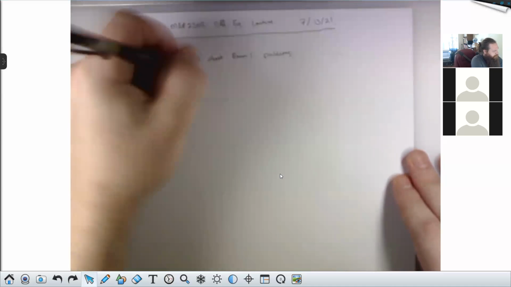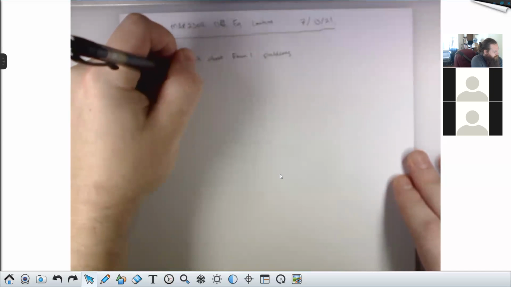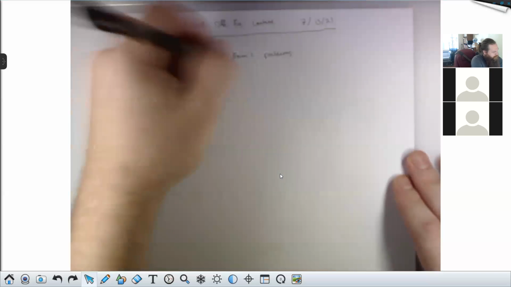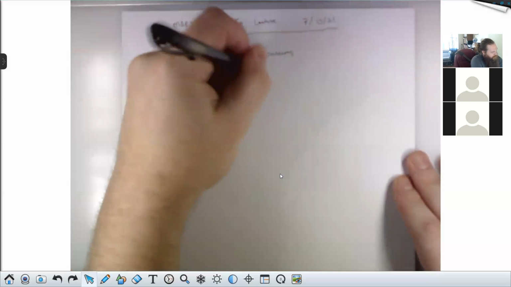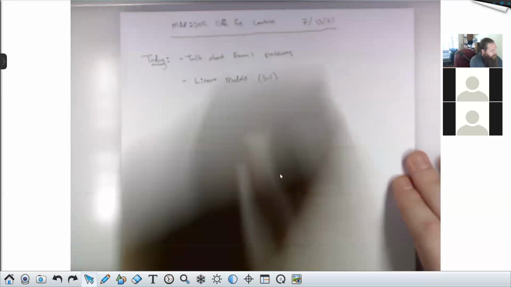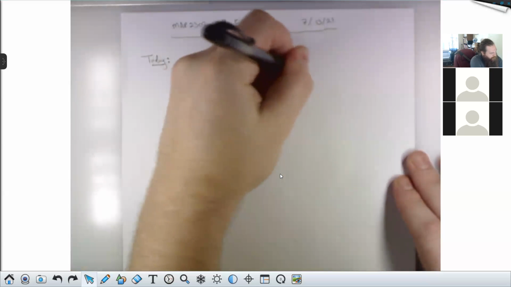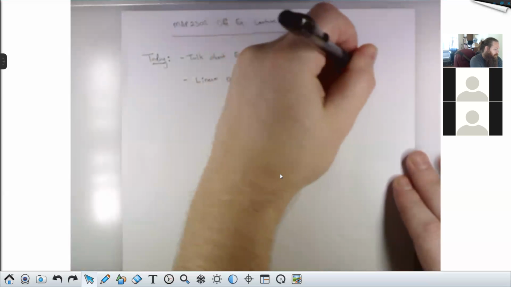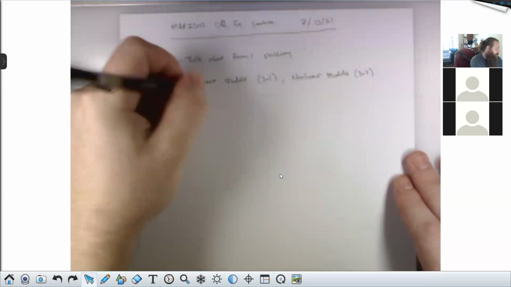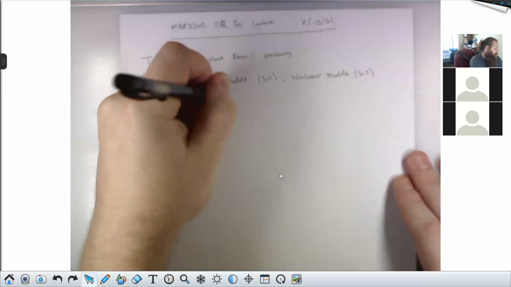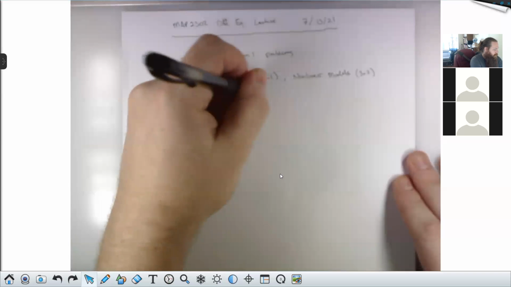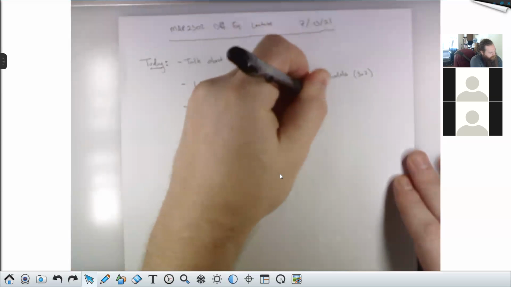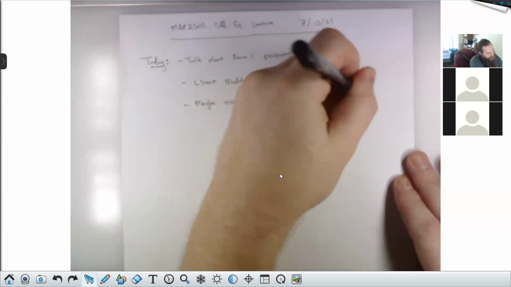We are going to cover section 3.1, which is on linear modeling. And maybe a little 3.2. And we might introduce the general linear equations, which is section 4.1.